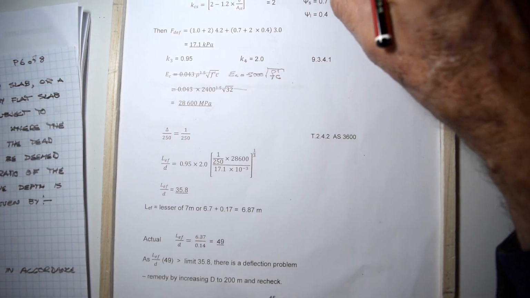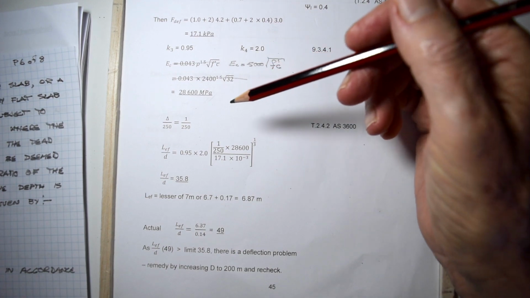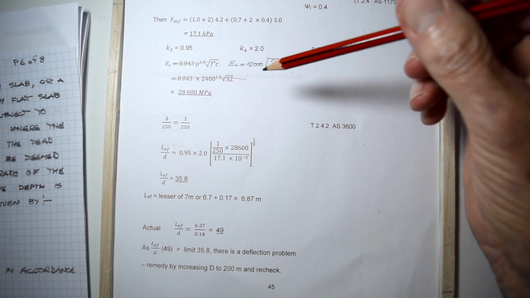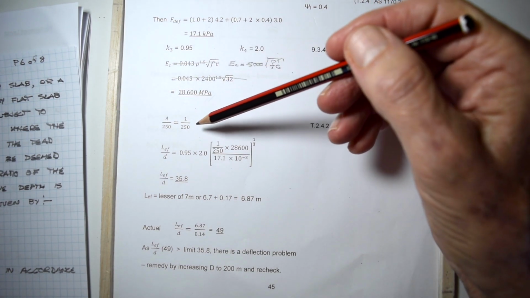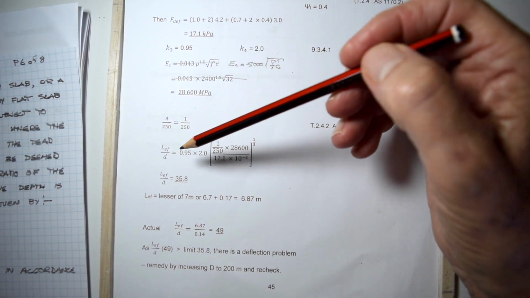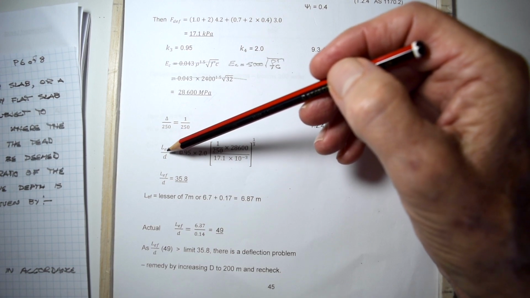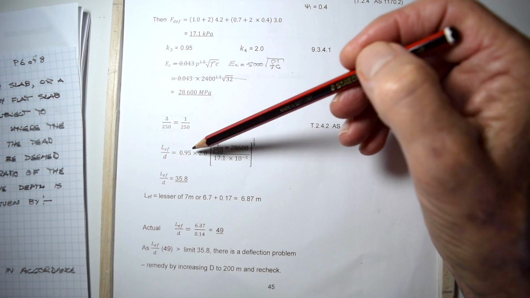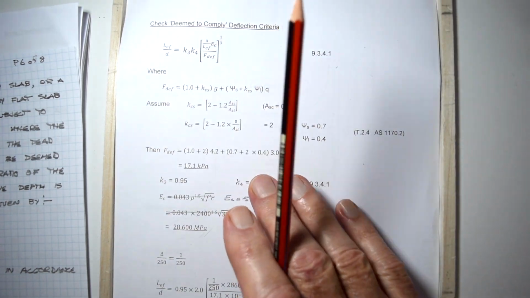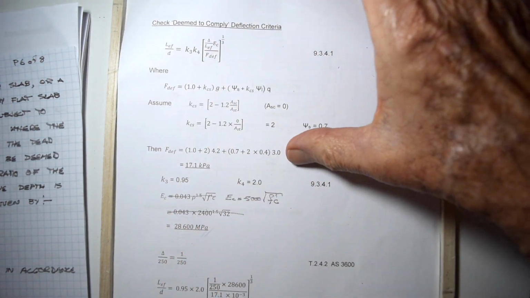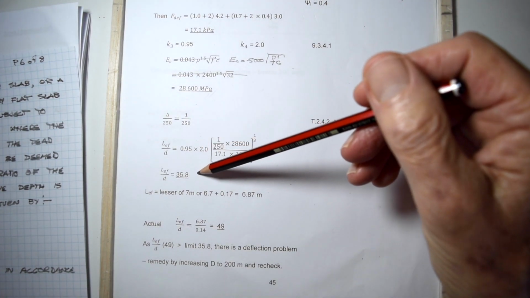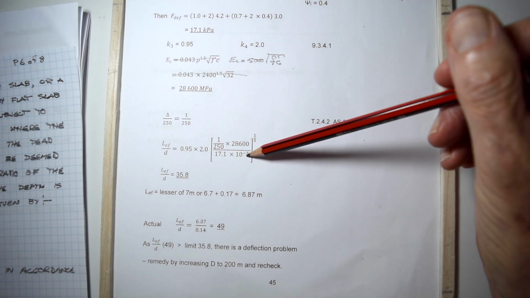Now, our allowable deflection that we're going to allow for in AS 3600 is span over 250, or 1 over 250. So to calculate LEF over D, we put our knowns into this equation which appeared at the top there. Put them into the equation, and we get a figure of 35.8 when you've done this arithmetic.